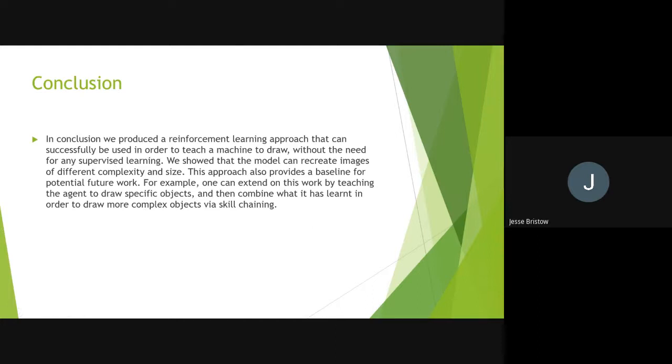In conclusion, we managed to produce a reinforcement learning approach that can be successfully used in order to teach a machine to draw, without the need for any supervised learning. We showed that the model can recreate images of different complexity and size. This approach also provides a baseline for potential future work. For example, one can extend on this work by teaching the agent to draw specific objects and then combine what it has learned in order to draw more complex objects via skill chaining.